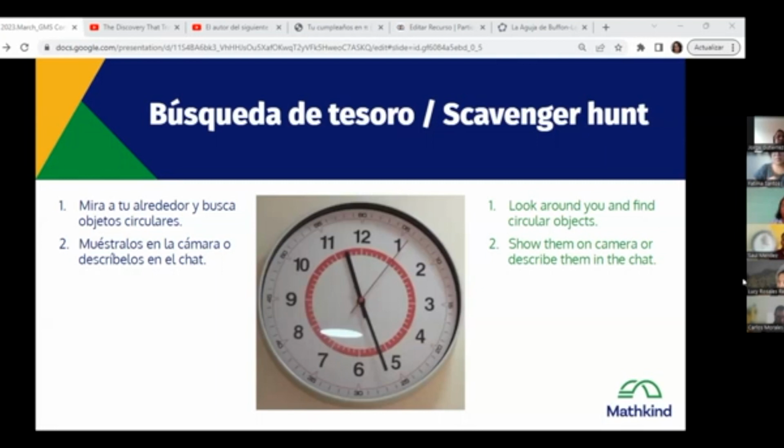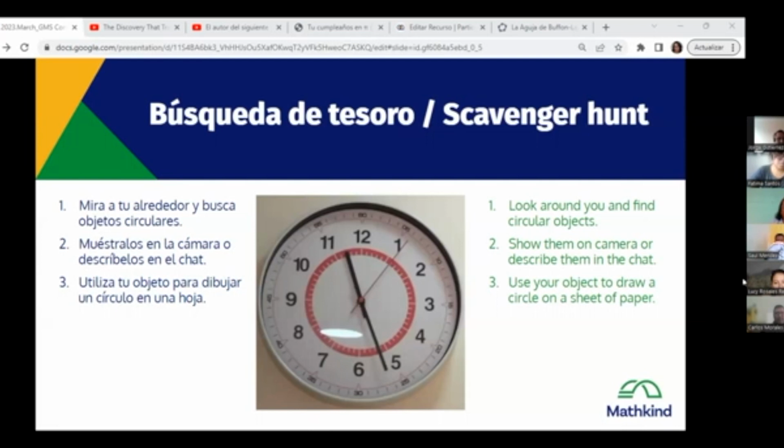Perfect. Now, I asked you to have a piece of paper at hand. I'm going to ask you to use the object to draw a circumference on a piece of paper. I'm going to try to do it as well.